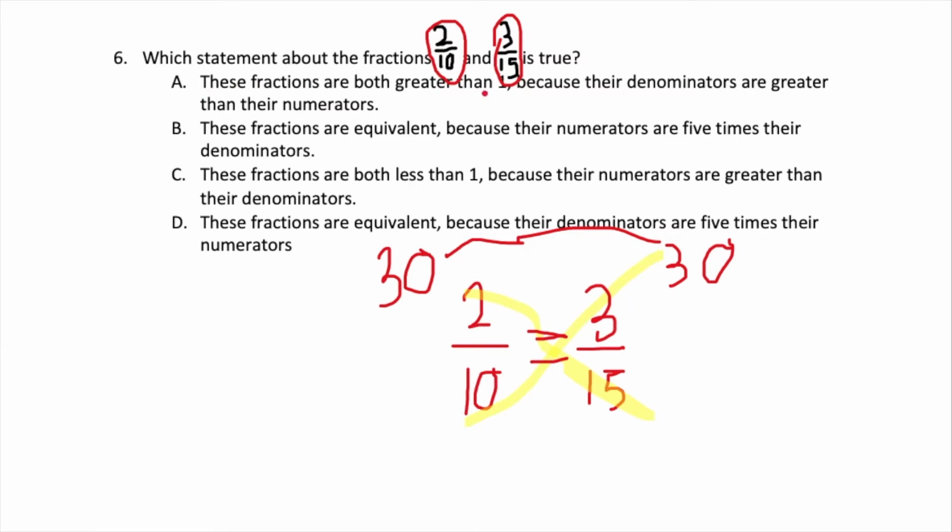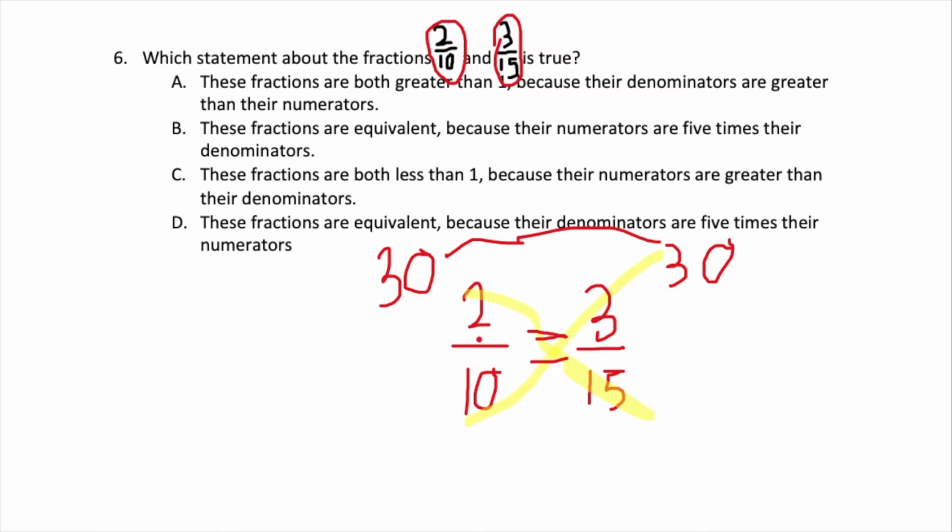These fractions are both greater than 1 because their denominators are greater than their numerators. Just because a denominator is greater than its numerator, does that mean that it's going to be greater than 1? No, it's going to be a fraction. In order for a fraction to be 1 or greater than 1, it must be what? The numerator must be the same as its denominator or greater. So we know right off the bat that A is not right.